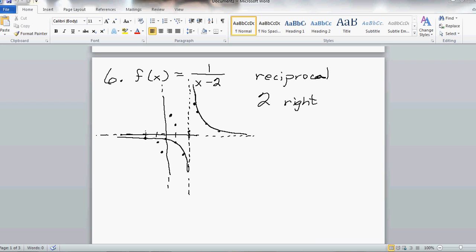And I do expect and want you to show those asymptotes with the dashed line through there. And make sure that you just get closer and closer, but you never cross that particular line.